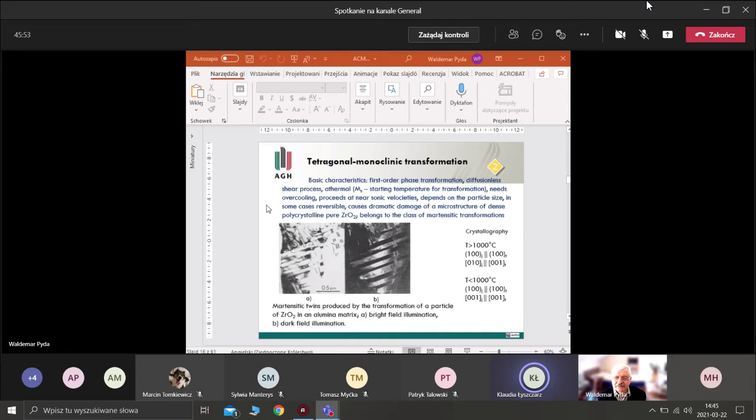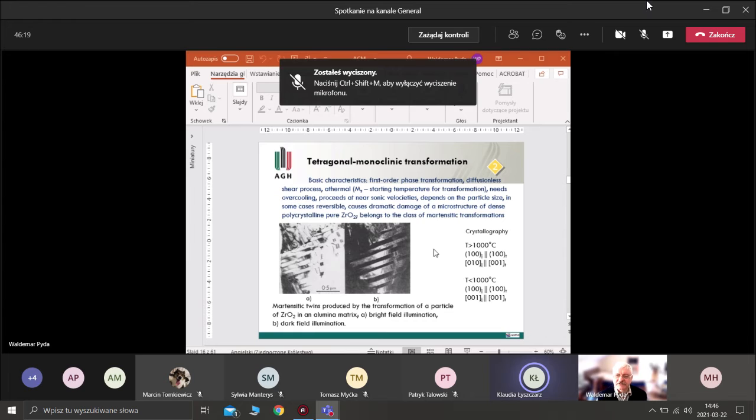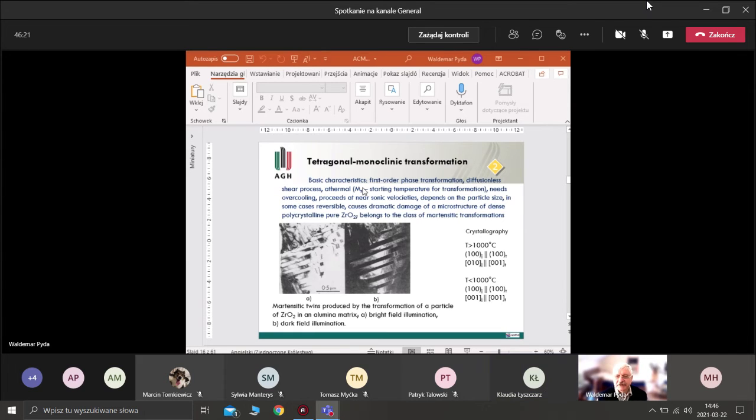Needs overcooling. Proceeds near sonic velocities, depends on the particle size. In some cases, reversible, causes dramatic damage of a microstructure of dense crystalline pure zirconium oxide. Belongs to the class of martensitic transformation. Martensitic transformations. Yes, that's right. How do you understand this information?